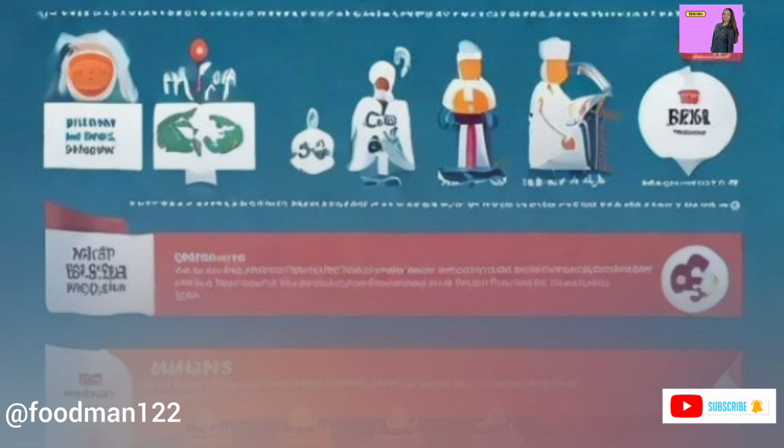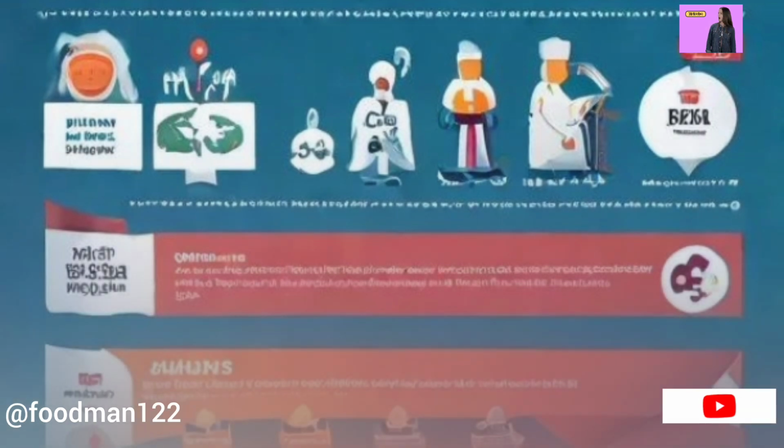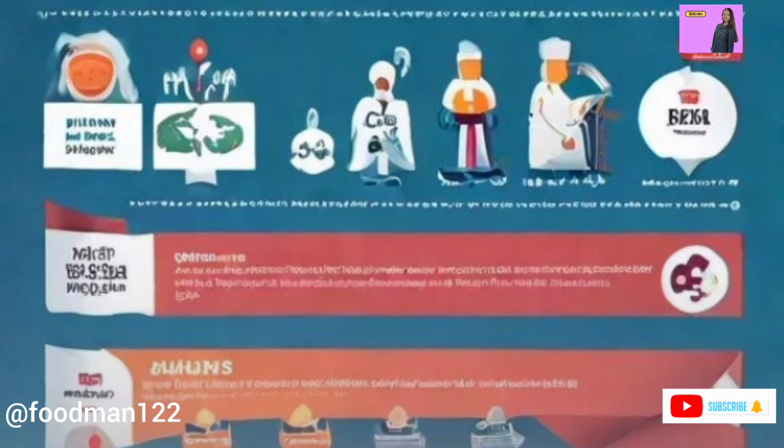4. Monitor CCPs. Once critical limits are set, it's important to have monitoring procedures in place. This could involve temperature checks, pH testing, or visual inspections. The goal is to ensure CCPs stay within their critical limits. 5. Establish corrective actions. When monitoring shows that a CCP is out of control, corrective actions must be taken to fix the problem and prevent contaminated products from reaching consumers.